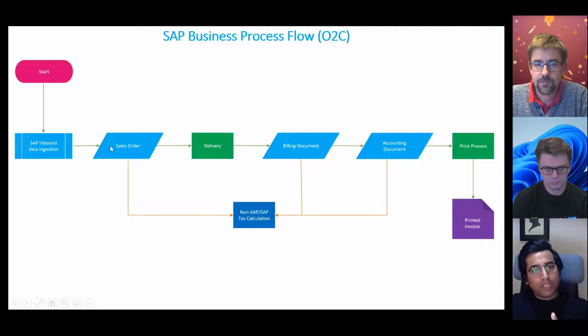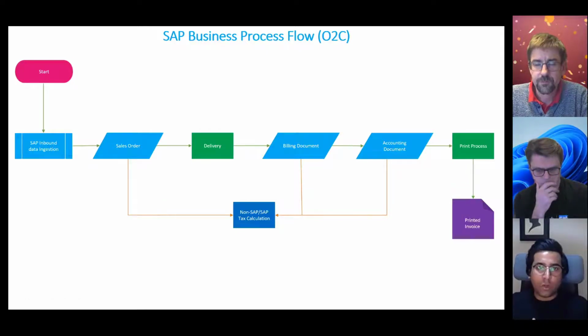And then the sales order is created and the order to cash process is started. After the sales order, we have delivery if the good is a physical one, like a Surface laptop or Xbox. If it's not a physical good, if it's a subscription-based product like Azure, then the invoices are created directly, followed by the accounting document, and then the print process concludes the process.